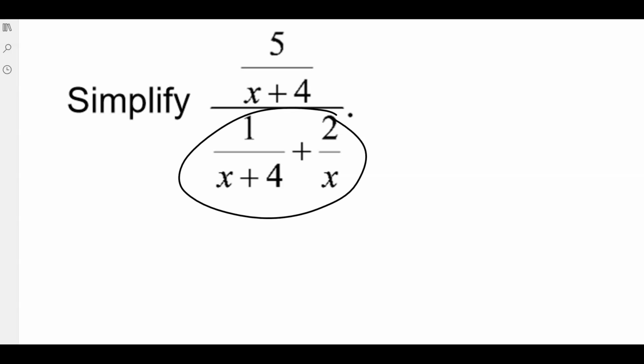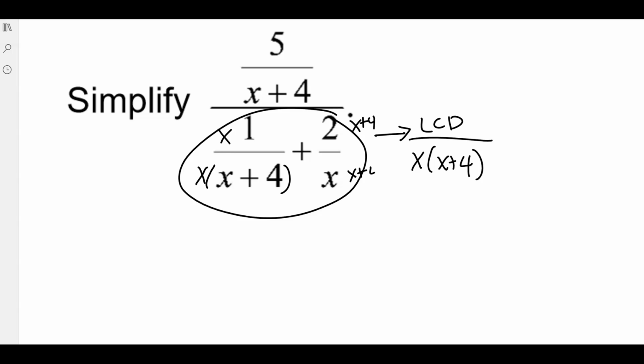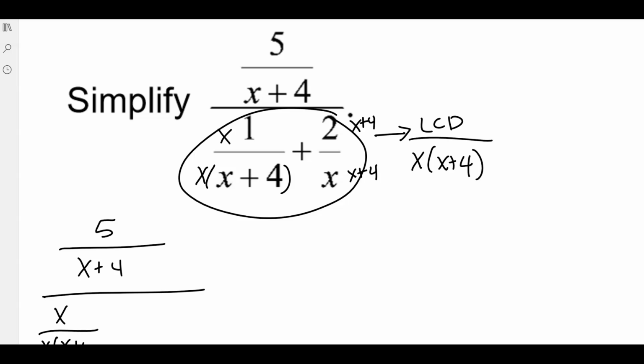So we would need to combine the bottom. So our lowest common denominator of the bottom is x times x plus 4, because they don't have anything in common. So you just multiply those together. So we're missing an x here, and then x plus 4 on this one. So I'm just going to leave 5 over x plus 4 over, and then we have x times x plus 4 plus 2 times x plus 4 over x plus 4.